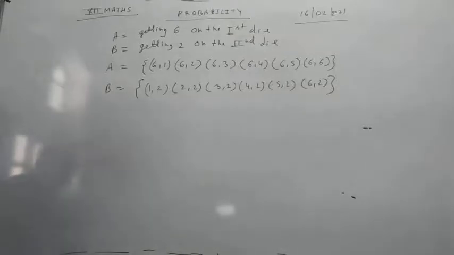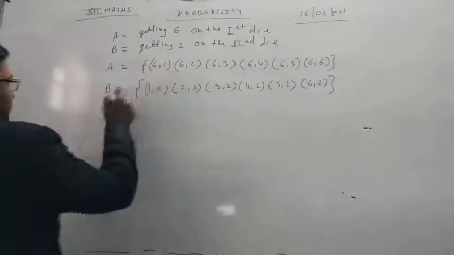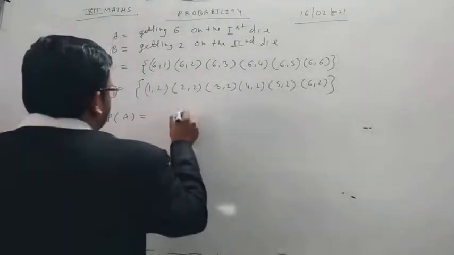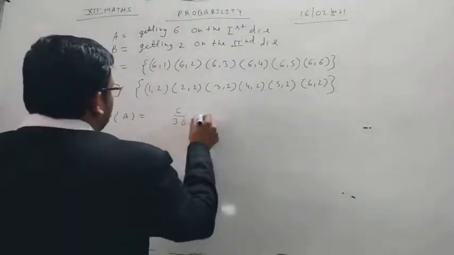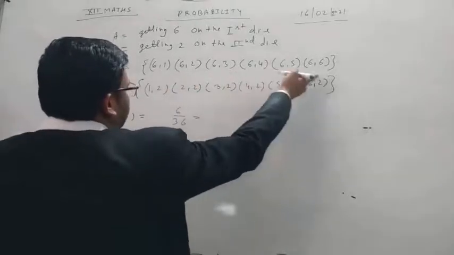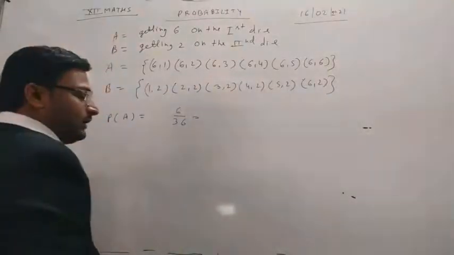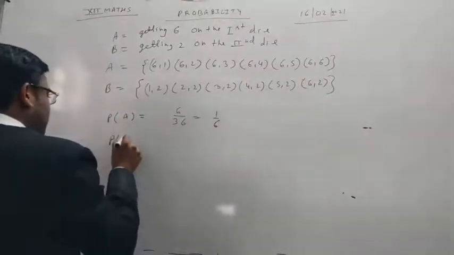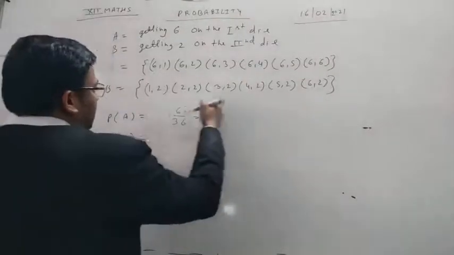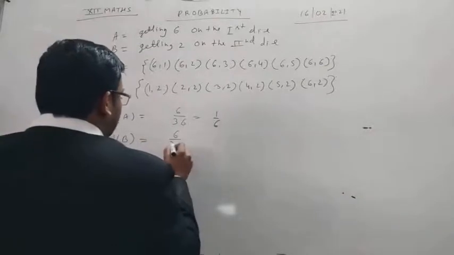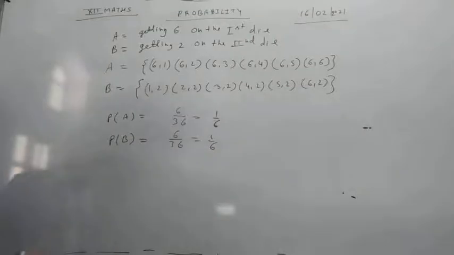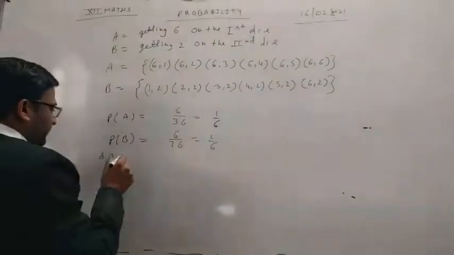Now students, we will find the probability of these two. Probability of A is 6 by 36 because there are 6 favorable outcomes, so we write 1 by 6. And probability of B, students, there are also 6 outcomes, so we write 6 by 36, and this is again 1 by 6. Okay students, now we find A intersection B.